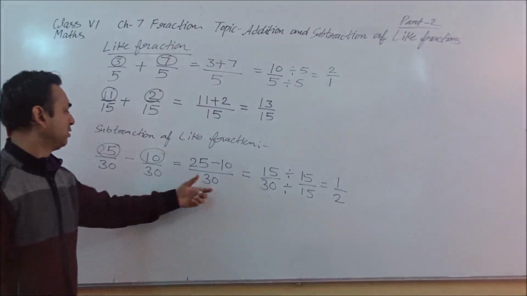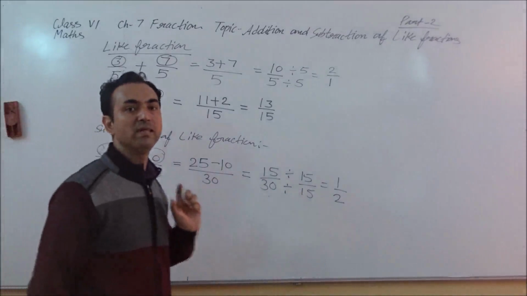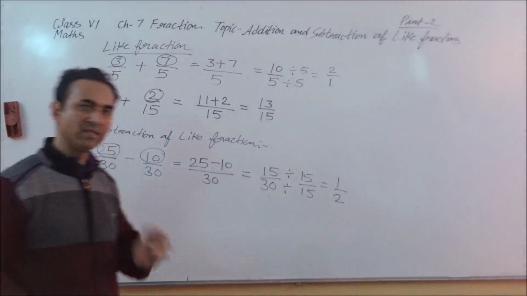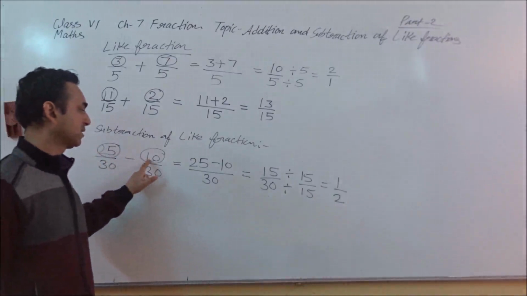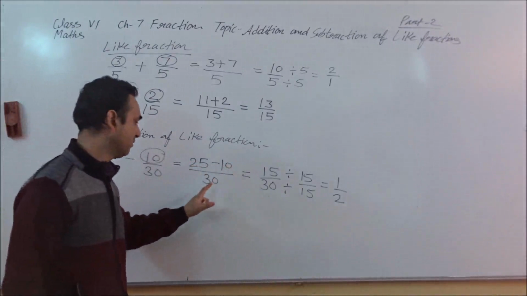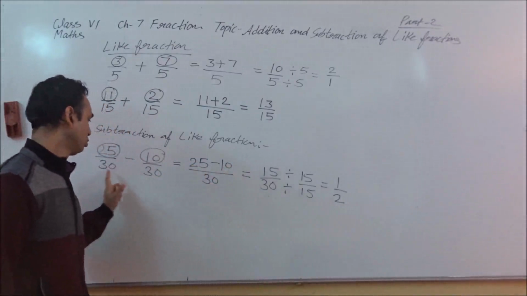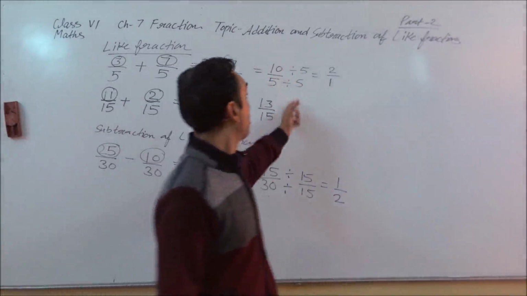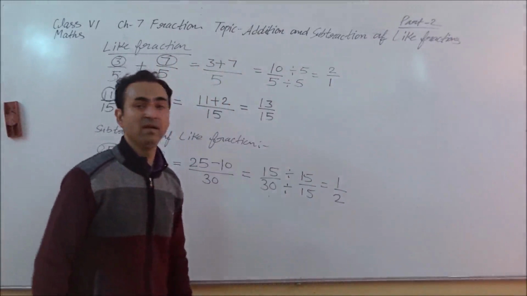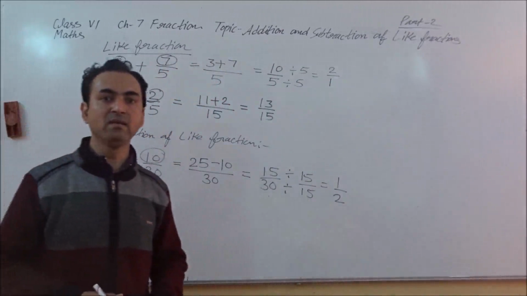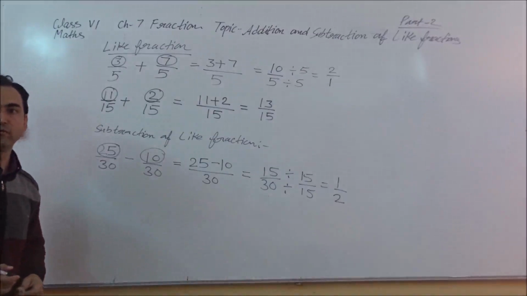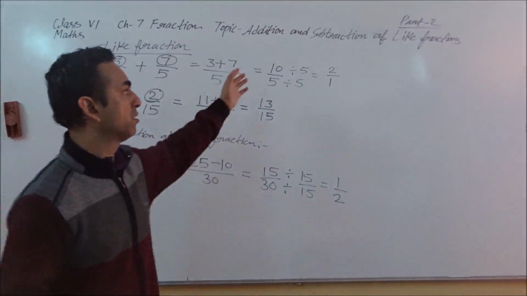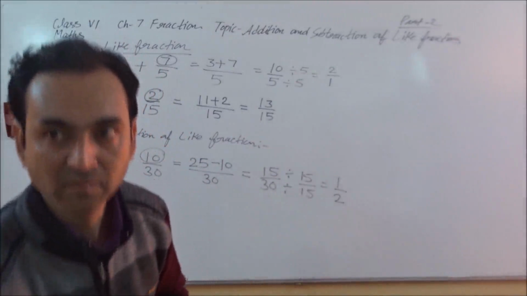So you have to remember one thing, that first you check whether the given fractions are like or unlike, right? For like fractions, you just subtract the numerators and divide by the common denominator. Don't do anything with the denominator. The denominator will be the same. So this is the process of addition and subtraction of like fractions, right? Now we have to understand the next topic, which is the addition and subtraction of unlike fractions.